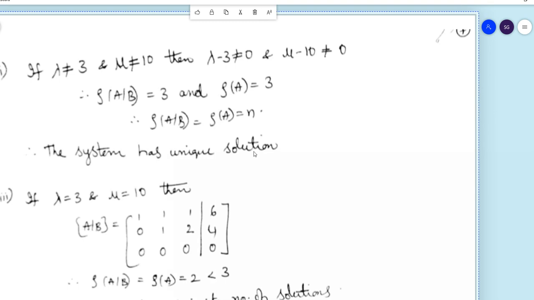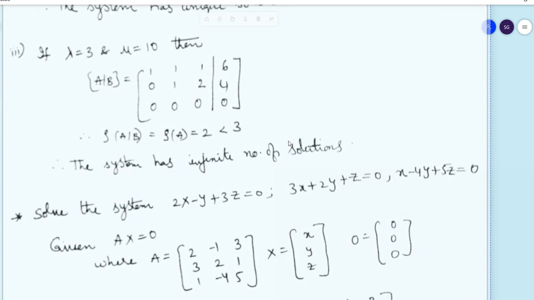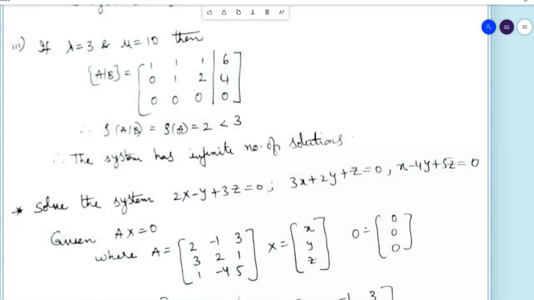The system is consistent and it has a unique solution, because the rank of A is equal to 3, the rank of [A|B] is equal to 3, which is equal to n. So the system has a unique solution. And in the question it is given that under the condition the system has an infinite number of solutions, you are asked to find out the value of lambda and mu.